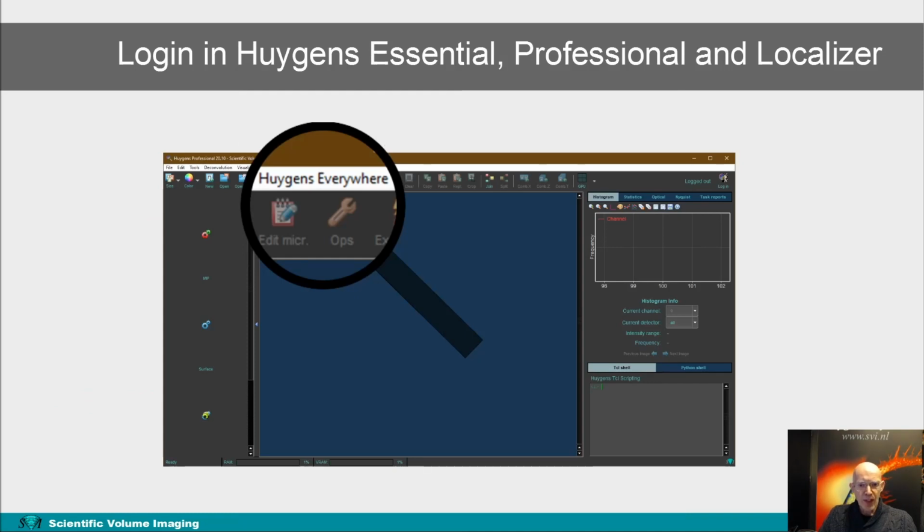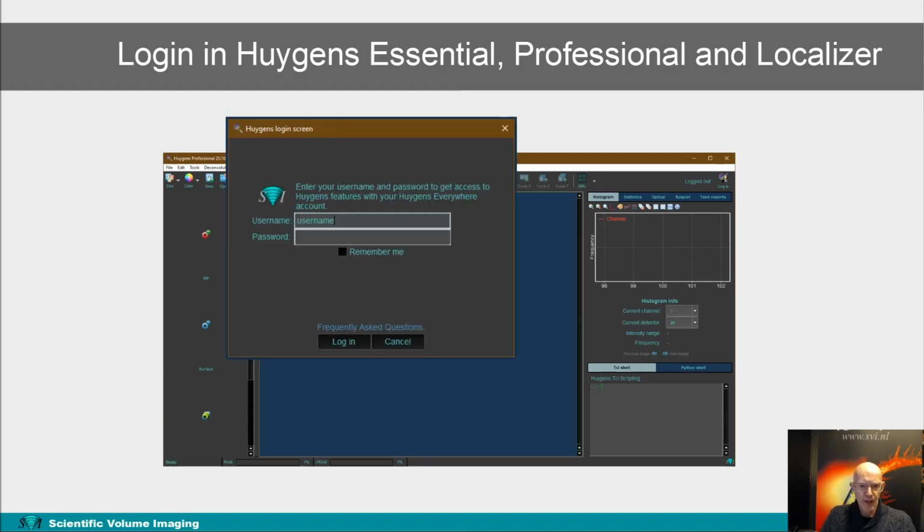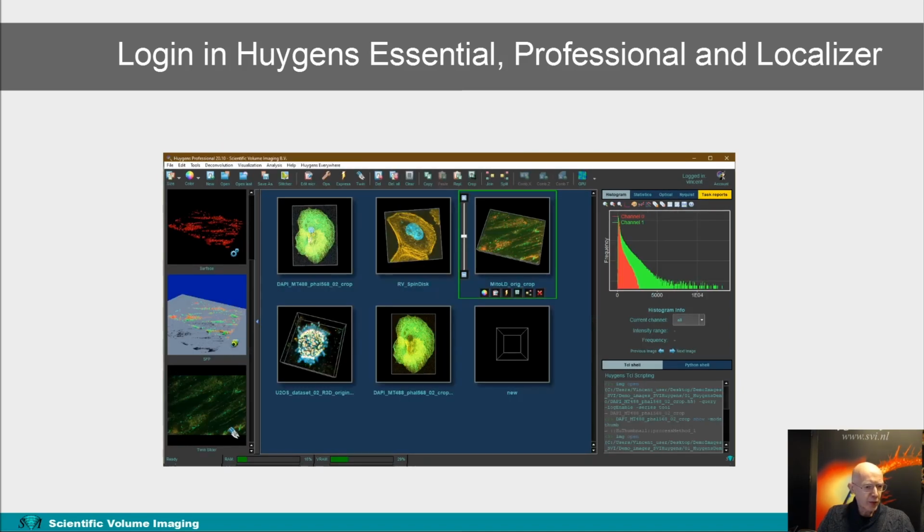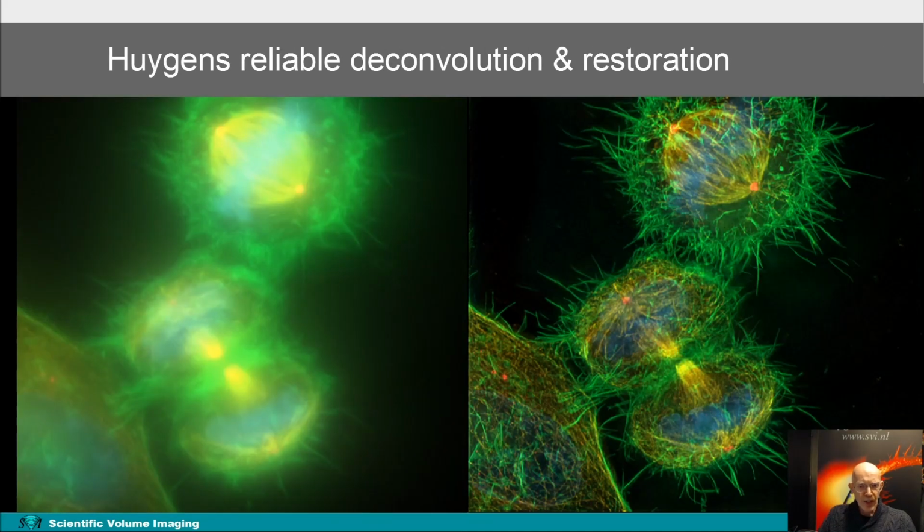We can simply start Essential, Professional or Localizer from one of the icons on your desktop. Then you log in when prompted, or you click on the Huygens Everywhere in the main window. Enter your login credentials and you're ready to go. Use the most reliable deconvolution and restoration options that are available and 3D visualize and analyze your high quality data.